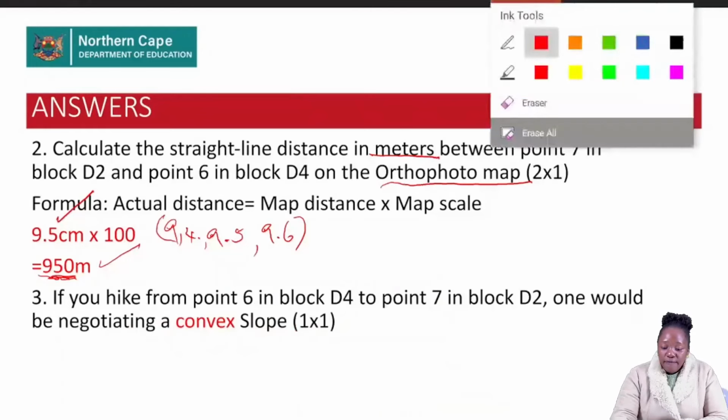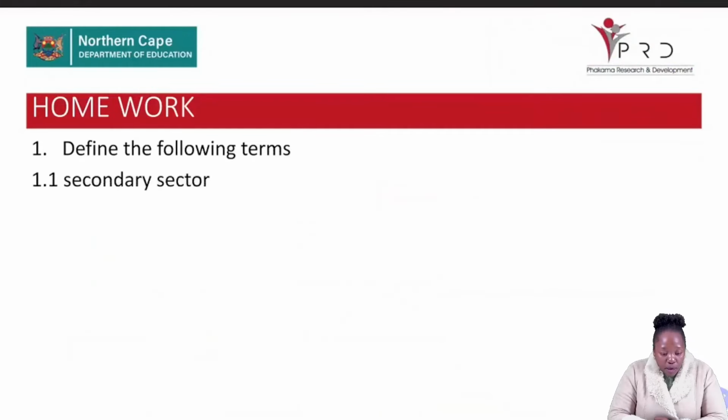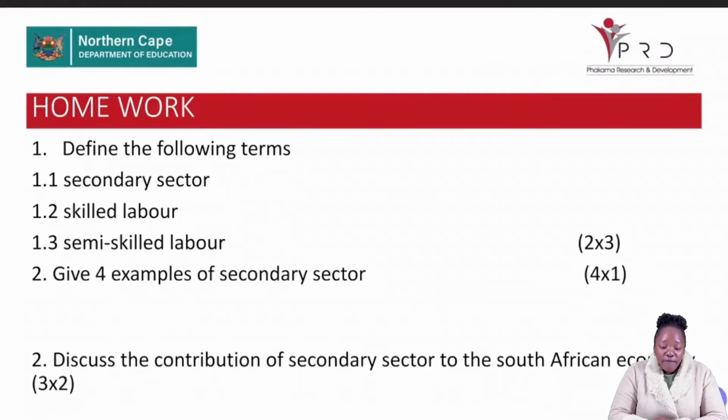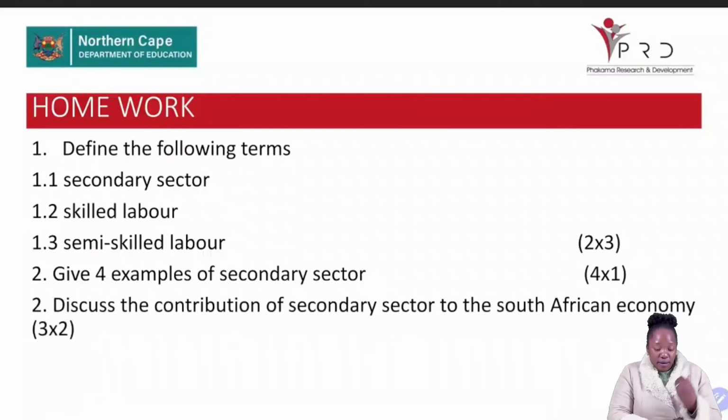Then we're going to have our homework. You need to define the following terms. Likewise, for each and every lesson you will have homework because you must practice each and every time, even at home, so that you don't forget. It will also make your studying easy, because imagine you have learned something about a week or a month ago, and then you need to write a test or a class activity. By that time, you will have forgotten already. So while it is still fresh on your mind, it is important.